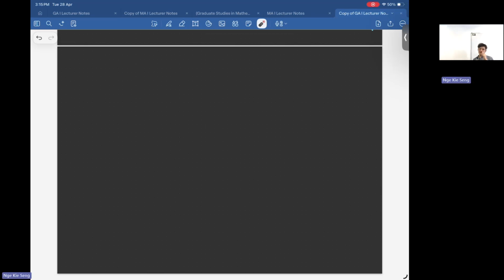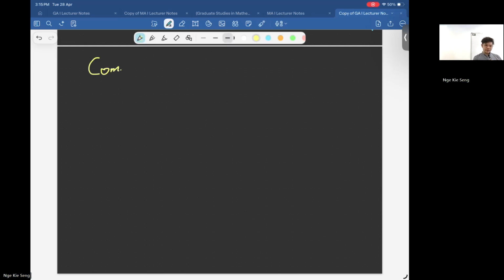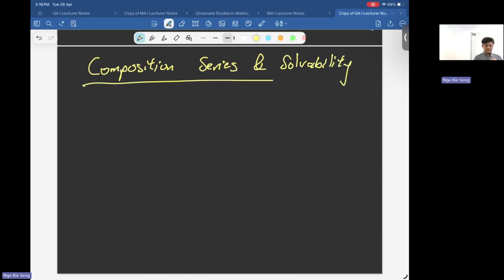Okay, let's continue. There's one more very important result in group theory that generalizes to module theory, and that we didn't really have a chance to talk about in abstract algebra 1 because there were too many things to do there. It is about composition series and solvability. This concept is very important for modules and also for algebra. So what's the idea here?